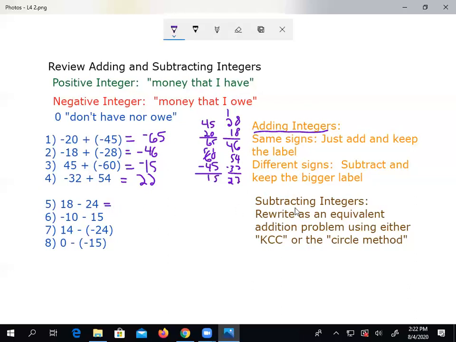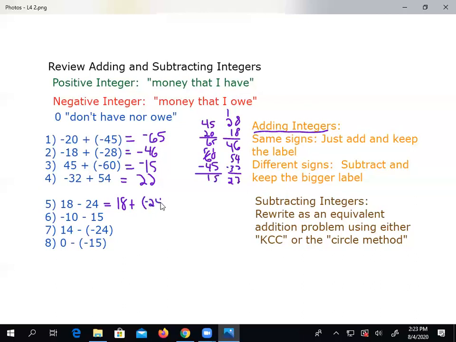With subtraction, remember, we rewrite using an equivalent addition problem, using either the KCC or the circle method. So the KCC basically means you keep the 18, you can change subtraction to addition as long as you change the second number to its opposite. And the opposite of 24 is going to be a negative 24.